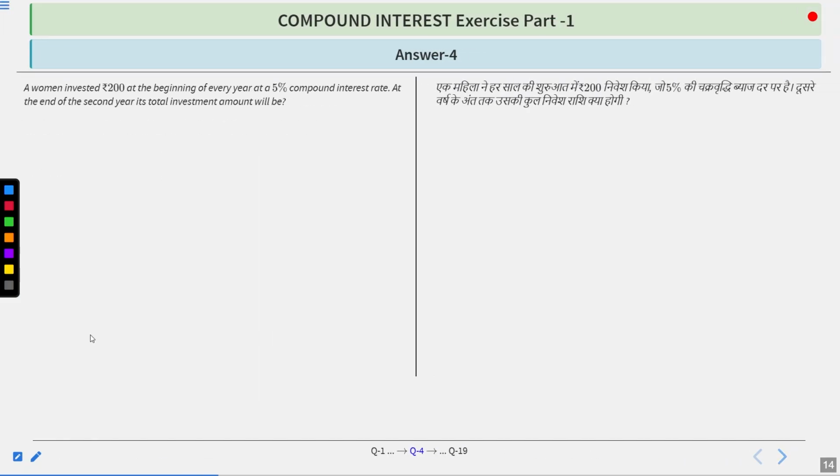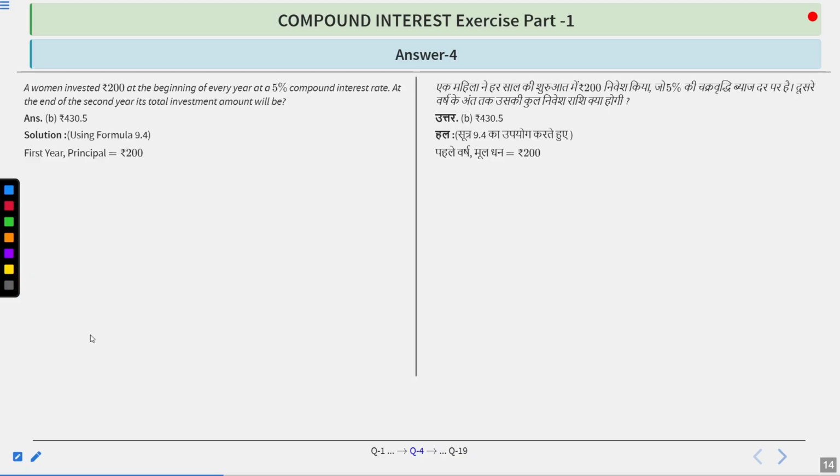A woman has invested rupees 200 at the beginning of every year, and the rate of interest is 5% compounded. At the end of the second year, we have to find her total investment amount. The answer to this question is option B, rupees 430.5, and we are using formula 9.4 to solve this question.